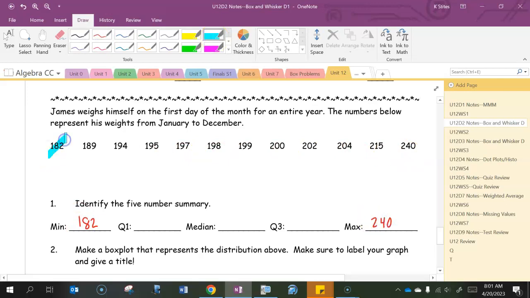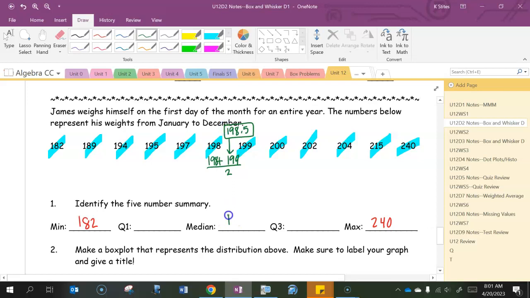Now we'll find our median. You're just going to work your way in. Notice you have 2 numbers in the middle, so we need to find the average of them. 198 plus 199 divided by 2. This is the number just right in between them. It's going to be 198.5. You can also type that into your calculator.